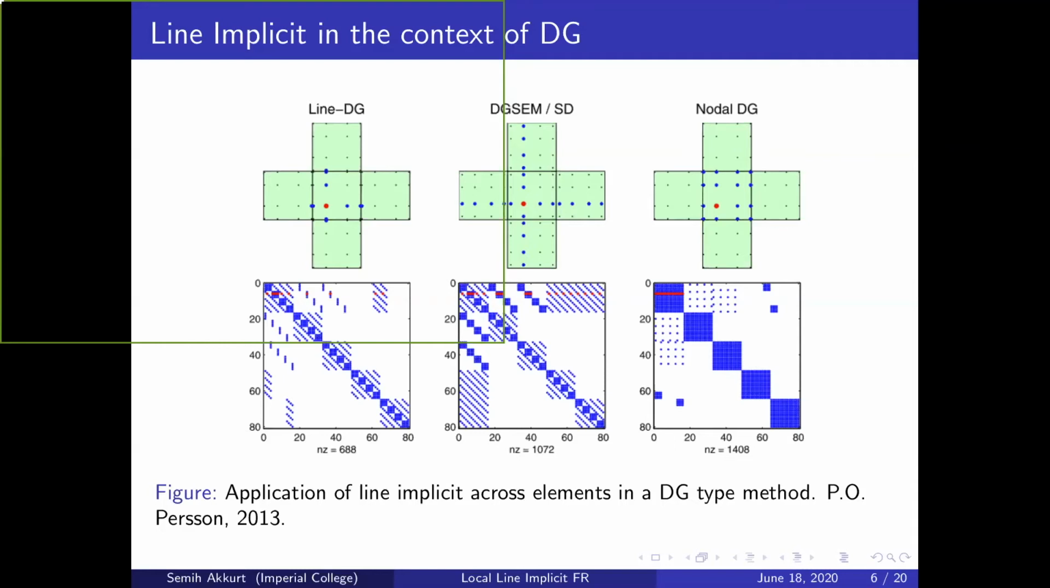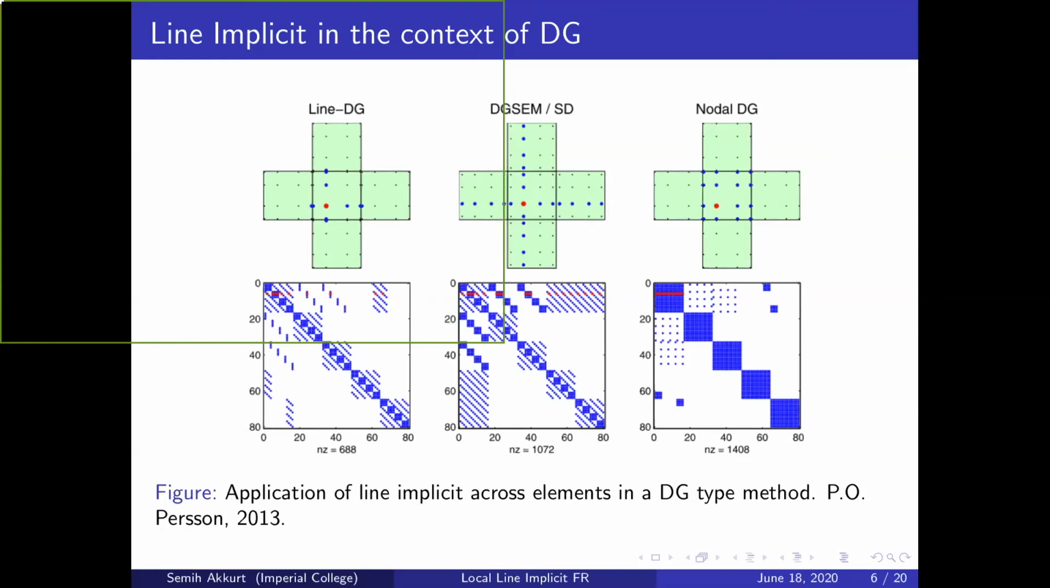But the best in this sense is the figure on the left, which is line DG. There is still overlapping points from the neighboring elements, but the coupling is restricted along lines, and the number of non-zero entries are reduced even further.